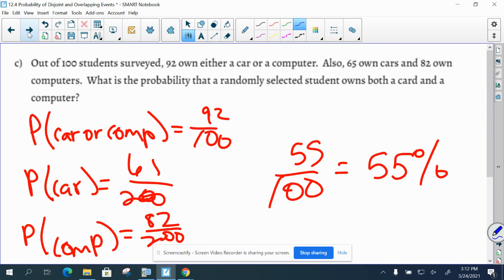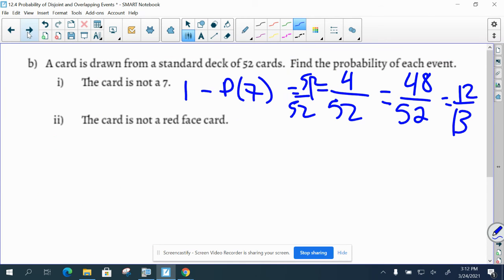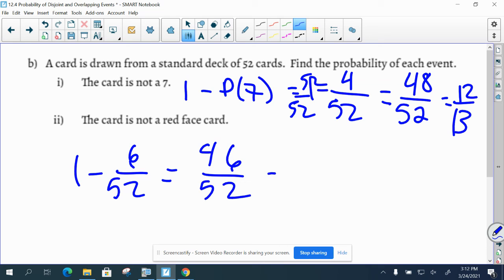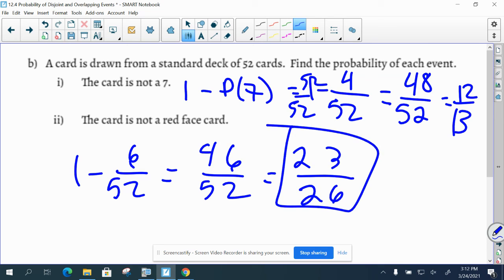So really we're doing 1 minus 6 out of 52, which would be 52 minus 6 is 46 out of 52, which simplifies to 23 out of 26. You divide both of these by 2.